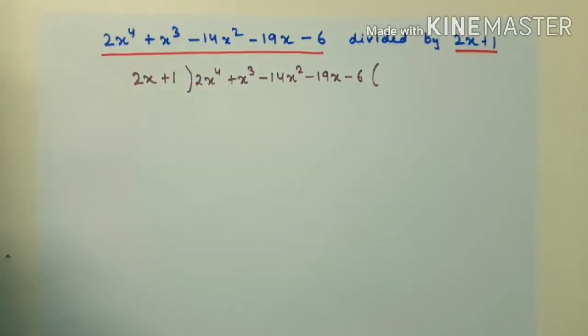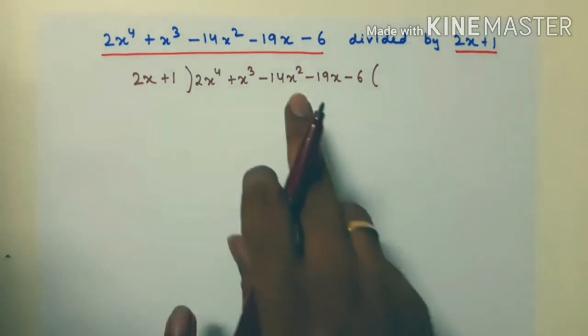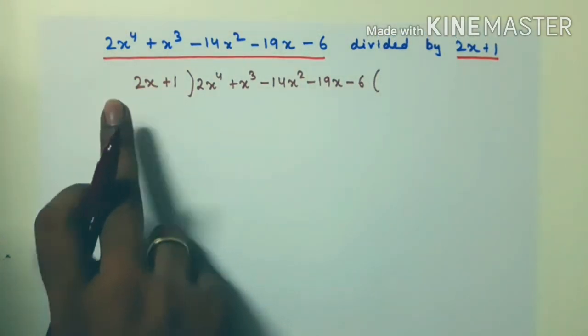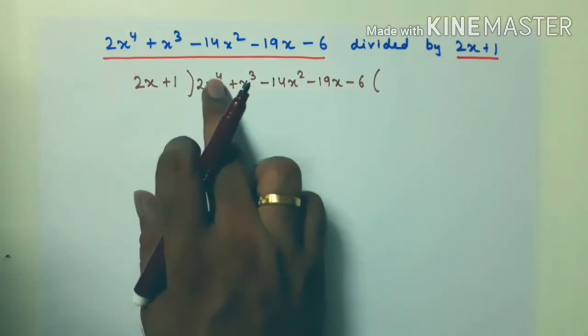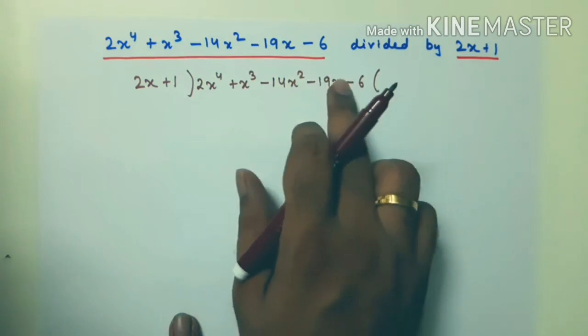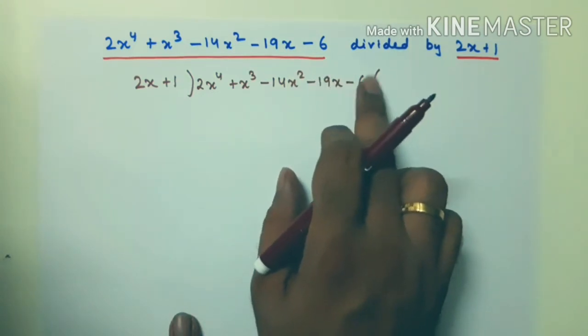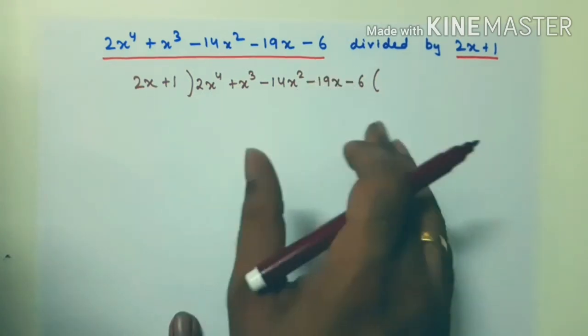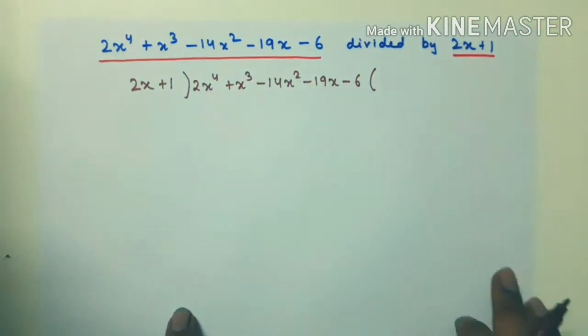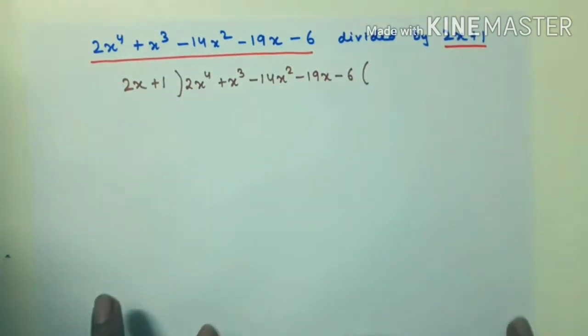So let's consider the first example. 2x to the power of 4 plus x cubed minus 14x squared minus 19x minus 6 is to be divided by 2x plus 1. This is the dividend and this is the divisor. First you have to check whether they are in decreasing order of power or not. We can see x to the power of 4, then 3, then 2, then 1, and then x to the power of 0, a constant. If it is not in order, you have to arrange it in decreasing order of the power, from big to small.